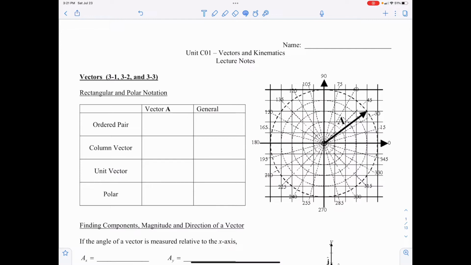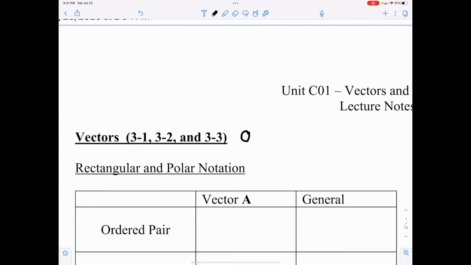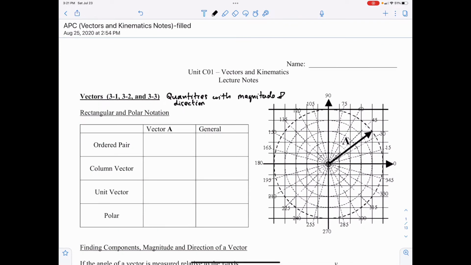Section 3.1, 3.2, and 3.3. Vectors. Well, vectors are, by definition, quantities with both magnitude and direction. And we can represent vectors four different ways.